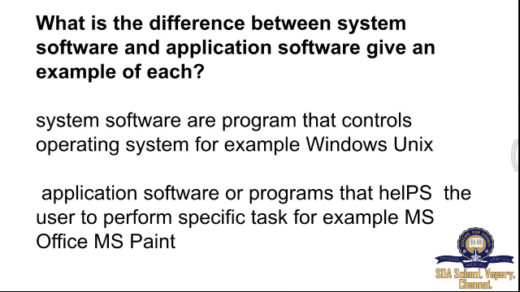Next question. What is the difference between system software and application software? Give an example of each. There are two types of software, system and application. System software is a program that controls the operating system, for example Windows and Unix. System software is a platform. The train cannot run without the platform; the same way, to run a computer, we need system software.